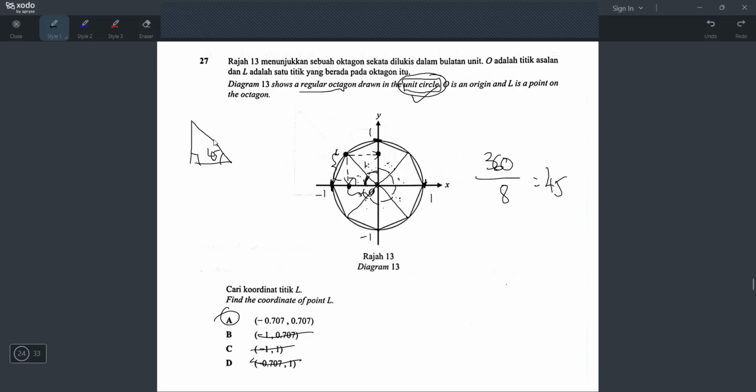We already know the hypotenuse is 1. So how do we find this length and this length? We can apply trigonometry, right? So we can use sine. It means I want to find the opposite, but I have the hypotenuse, so I use sine. So sine 45 equals opposite over hypotenuse, which is 1. So to get the opposite, I just press sine 45 times 1, right?